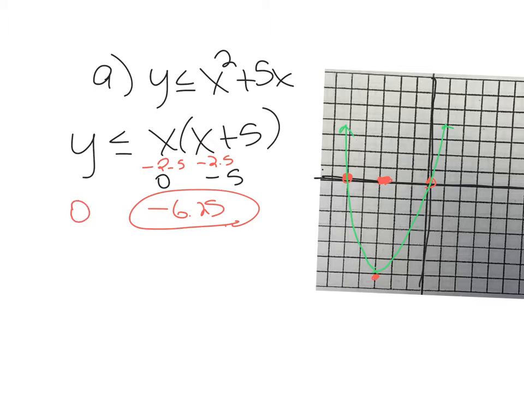All right, y is 0 because the point is on the x-axis. So it's 0, is 0 less than a negative number? No, it's not. So I'm not going to shade inside the parabola. I'm going to shade outside the parabola. All there is to it. Hopefully that makes some sense. The next one.